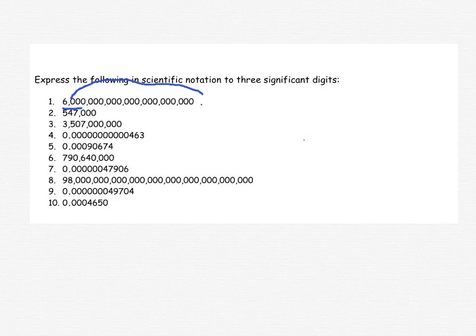So essentially it's going to be 6.00, because that would be 3 significant digits. But how many places did I move it? So you can start by counting 3, 6, 9, 12, 15, 18, 19, 20, 21. So 6.00 by 10 to the 21 is the correct answer for number 1.